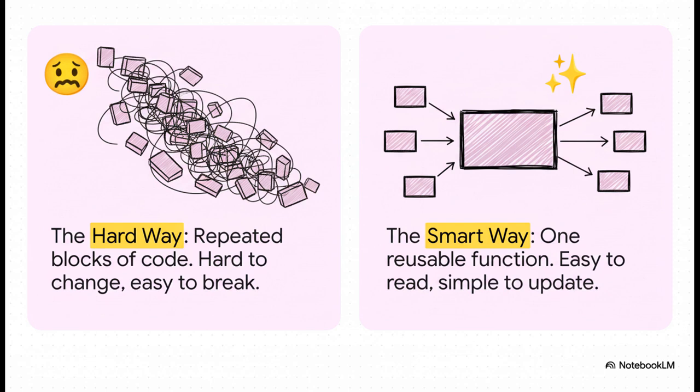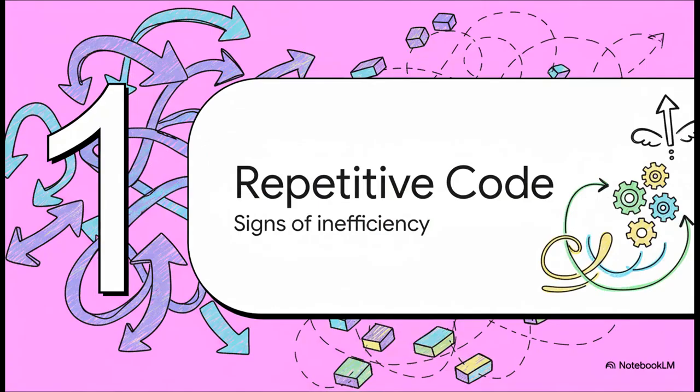But on the right, that's the smart way. A single, clean, reusable function. That's it. And we're going to see exactly how to get from that mess on the left to the magic on the right. And this mess of copy-pasted code, it's more than just ugly.